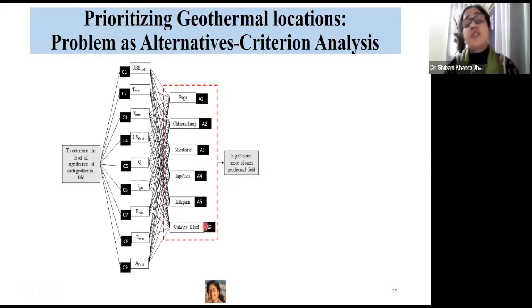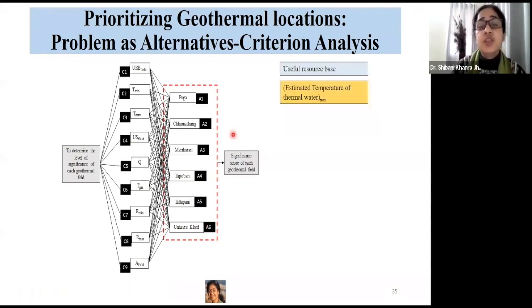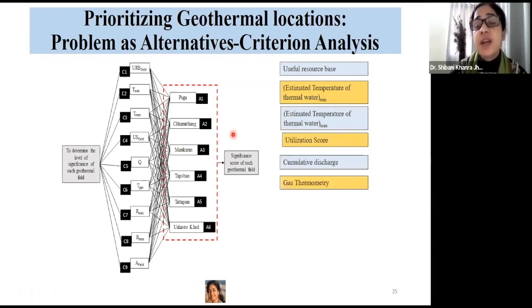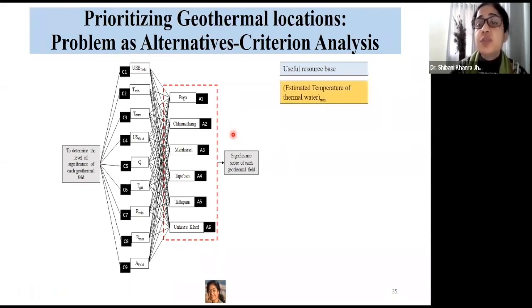So suppose we have these six fields, and we want to study the prospects of each field based on certain criteria. These 9 criteria are based on the available information base, and some of the criteria have been assessed by us, such as the useful resource base. As you can see here: useful resource base, estimated temperature of thermal water, minimum and maximum.